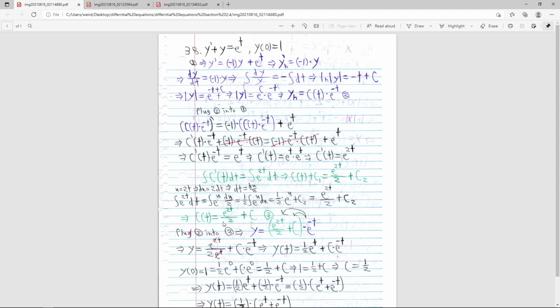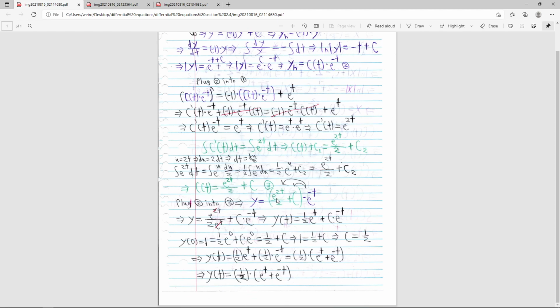In the end, it's c of t equals e to the 2t divided by 2 plus c, and that being a constant. And this is number 3. We plug into number 2 here. We get y equals e to the 2t divided by 2 plus c, all times e to the negative t. So then we multiply that in and we simplify down. So y of t equals 1/2 e to the t plus c times e to the negative t.